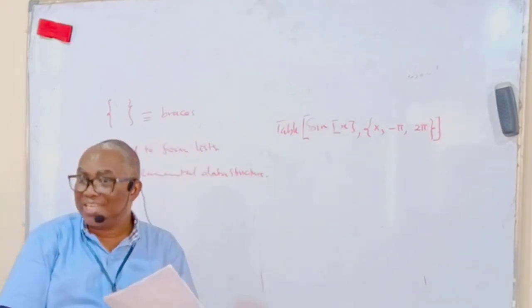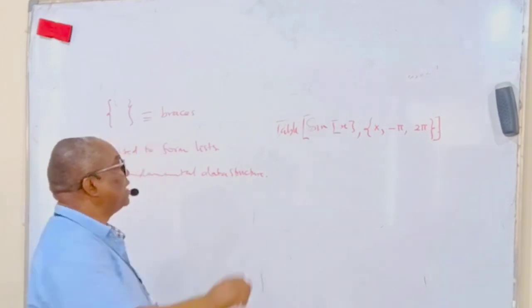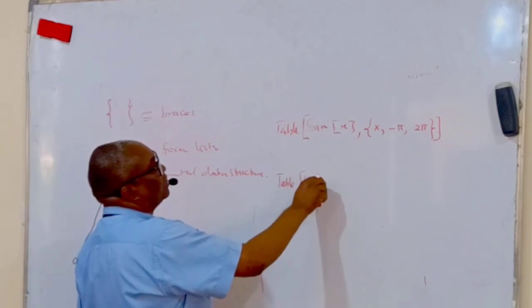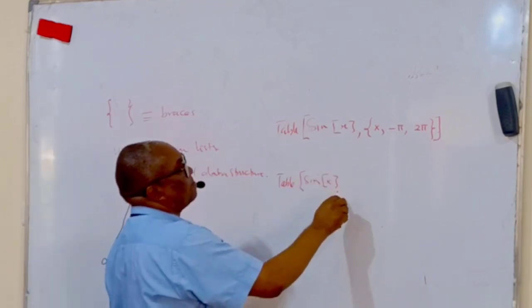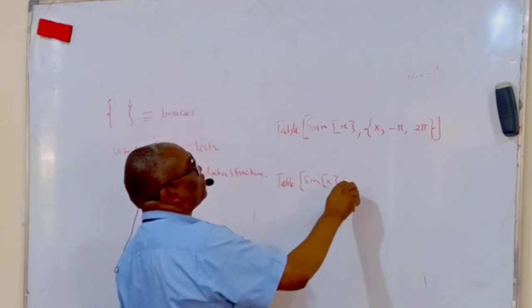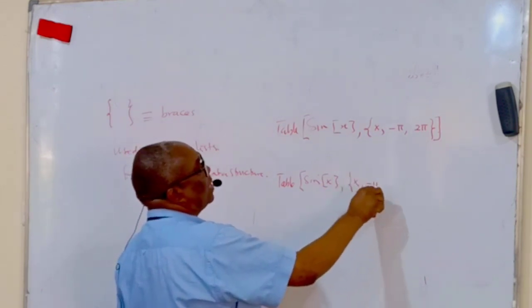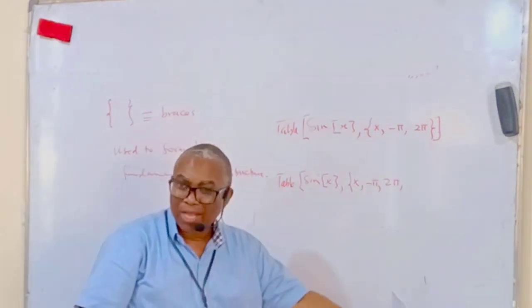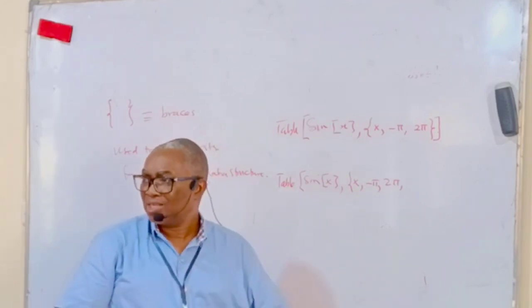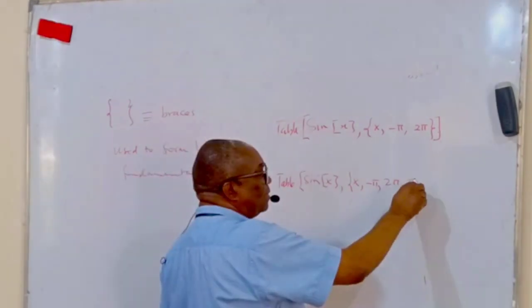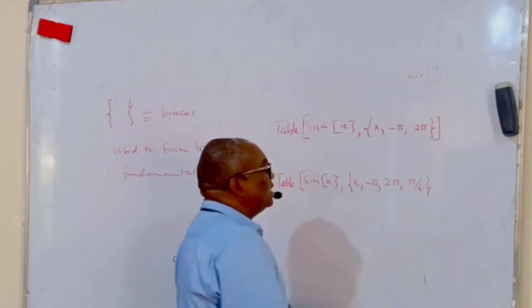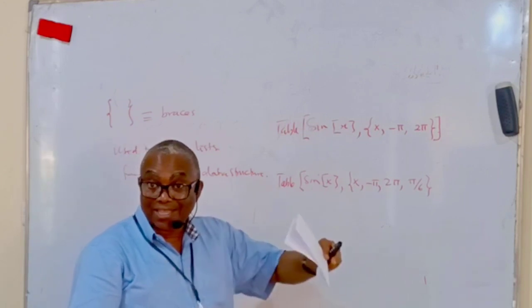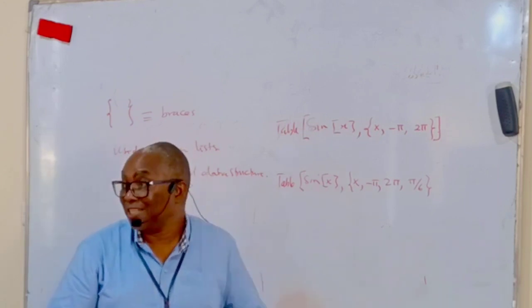But if I want to list it like a table, I could say table sine of x will go from x equal to minus pi to 2 pi. The next comma will give me the interval I want. Do I want pi by 6? You see, pi by 6 is what? 30. It will take 30, 60, and so on until it's exhausted.